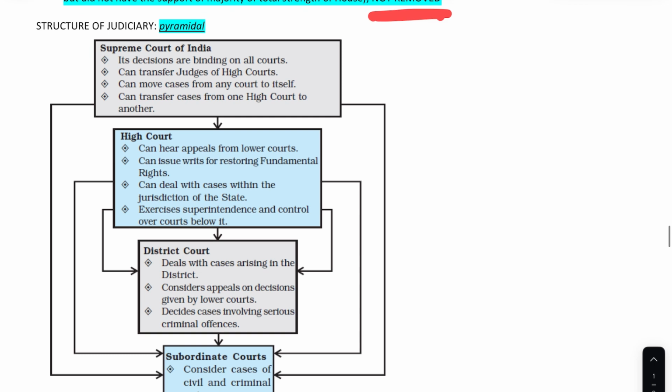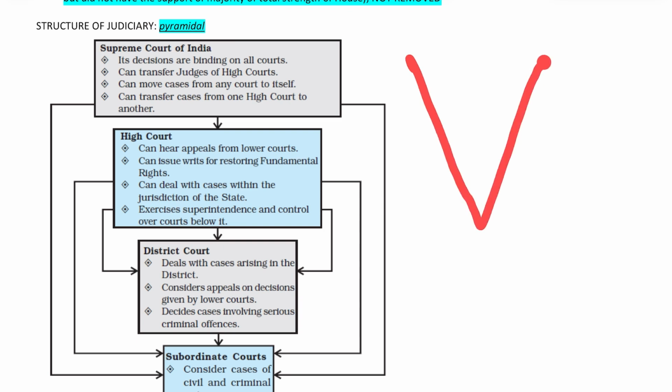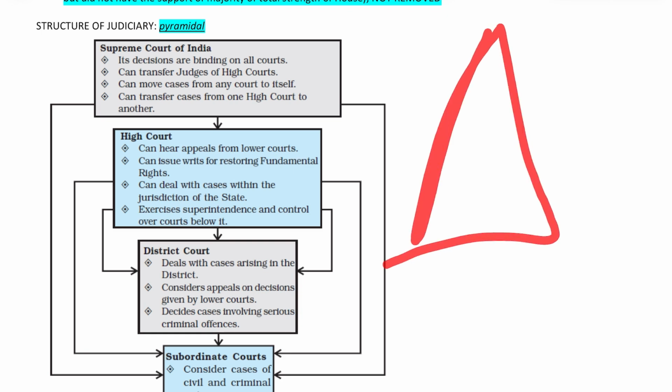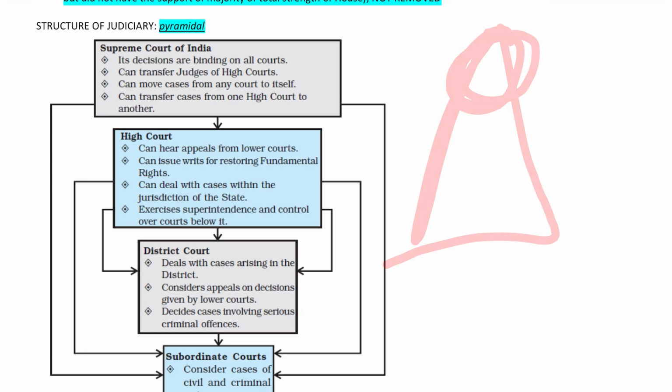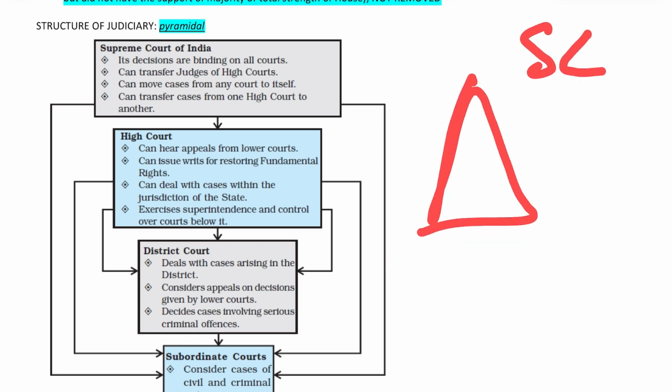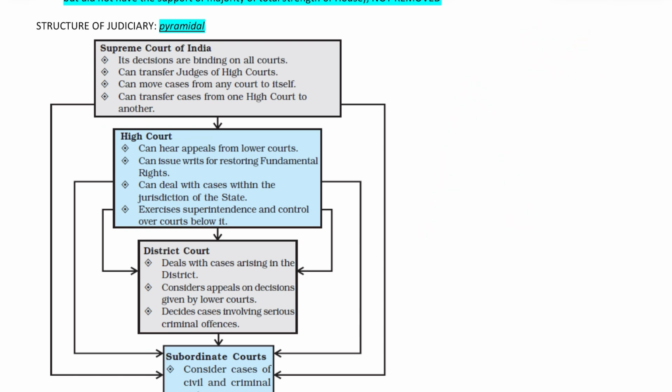The structure of the judiciary, though integrated, is a pyramidal one. So it is a downward pyramid like this. Or you could say this also, because at the apex you have the Supreme Court. The decisions of the Supreme Court of India are binding on all courts. It can transfer judges of the High Court, move cases from any court to itself, and transfer cases from one High Court to another.